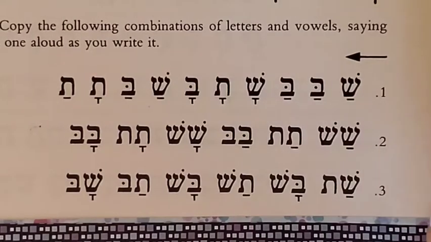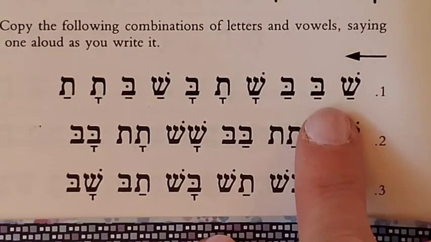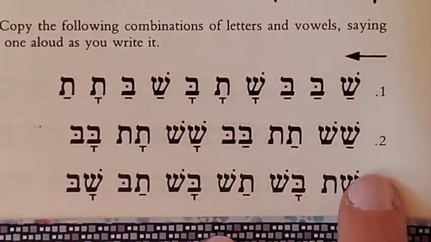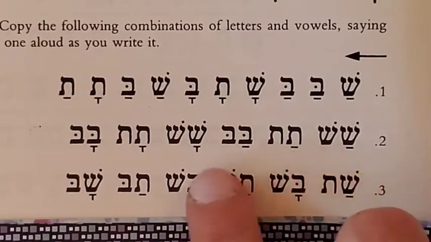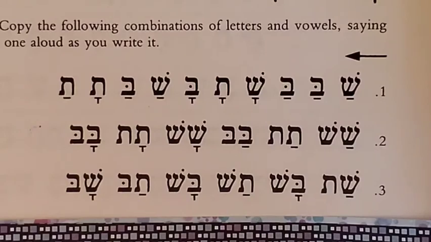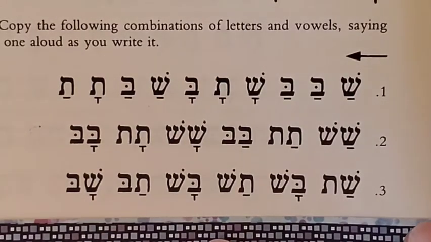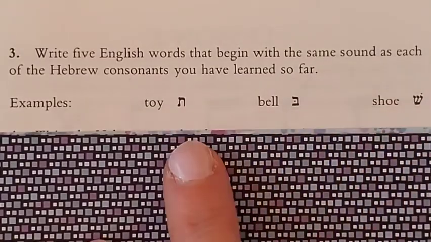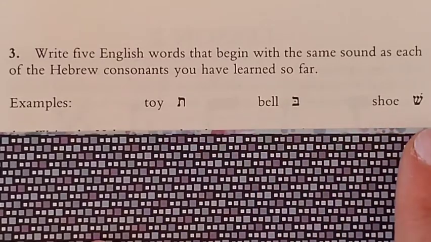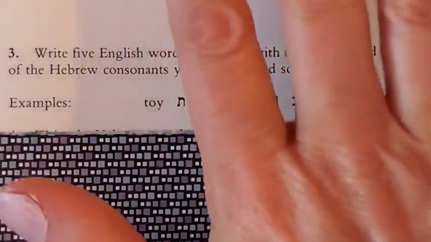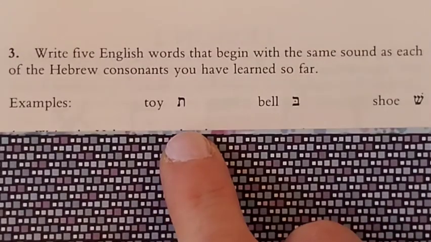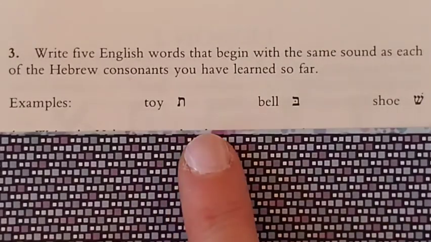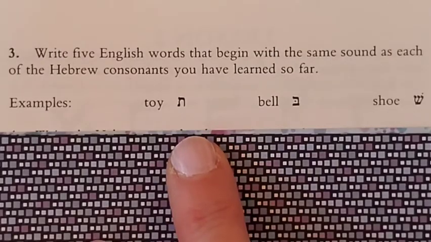All right, the next exercise is to copy these letters and combinations of letters and the vowel sounds, and then say it out loud as you write it. So I'm going to have you pause and take your time on the 1, 2, 3 exercises, and then come back and join me. All right, your next exercise is to write each of your letters that we have learned today on the top of your paper, and then write 5 English words that start with that consonant sound. So if you want to pause, try that, and then we'll come back and compare.